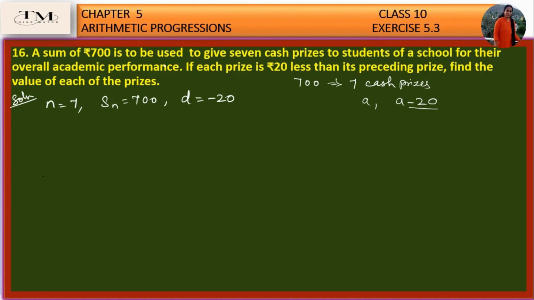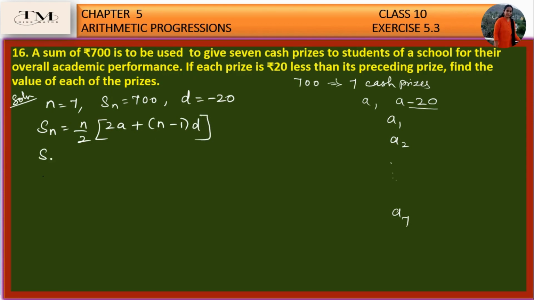We have to find the value of each of the prizes. That is, what is the value of the first prize? What is the value of the second prize? Up to 7 prizes, that is a7. So now we need the value of the first prize. If you know the value of the first prize, then the next prizes can be found out. So in order to find a, we are going to use the formula Sn equal to n by 2 into 2a plus (n minus 1) into d.